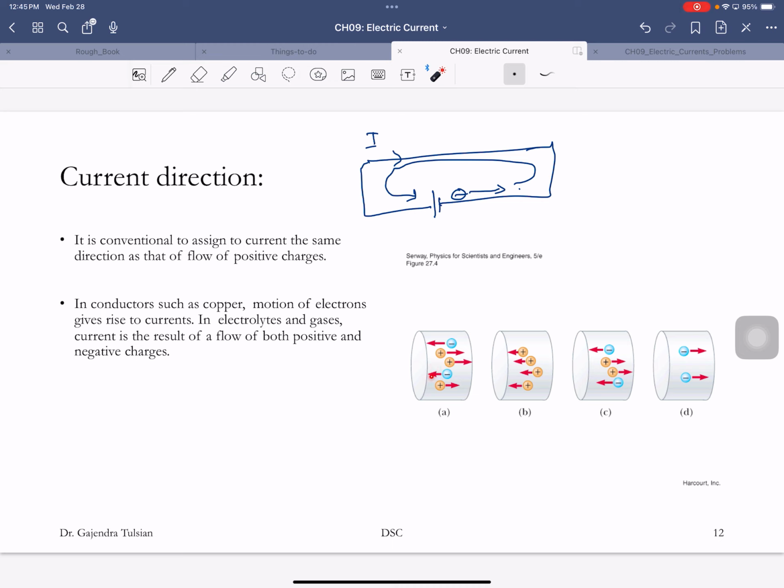So this is showing an electrolyte, for instance, which has both positive and negative free charges. Also in a solar plasma, in the sun's atmosphere, you have plasma where both positive and negative charges exist, and they both will carry currents. In a conductor, it's only electrons that carry current. So in this metal wire, which way are the electrons flowing?